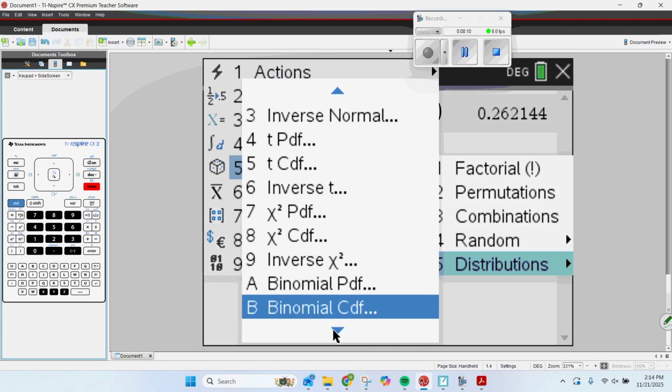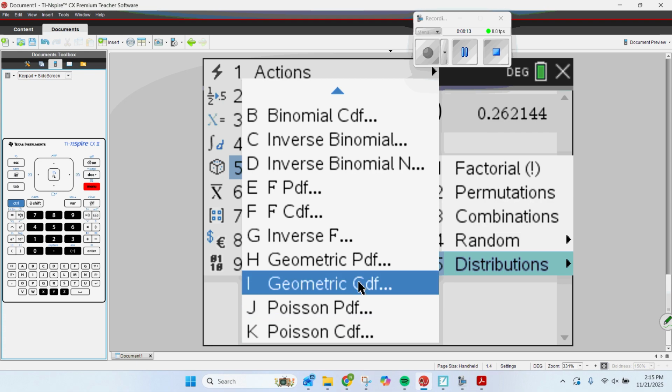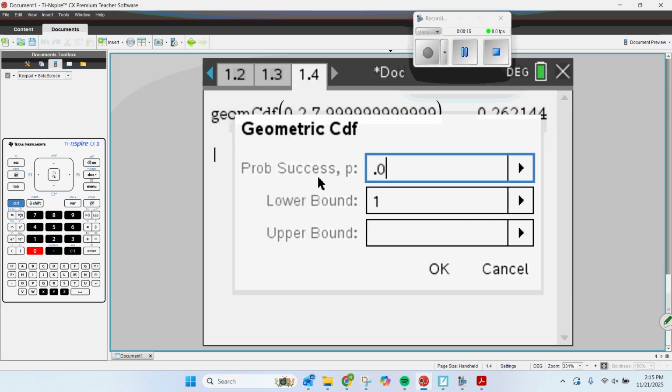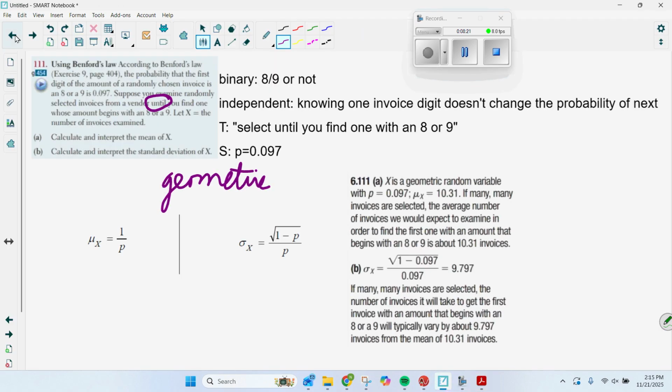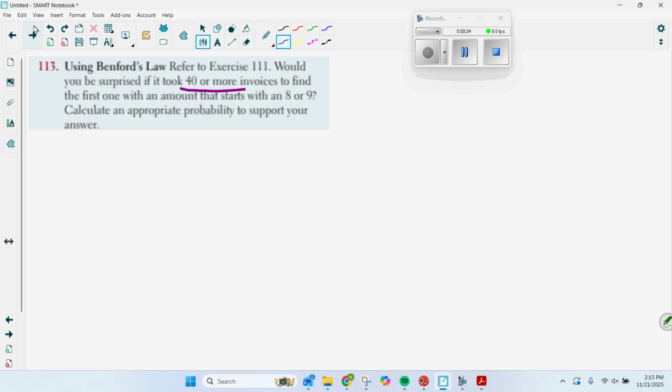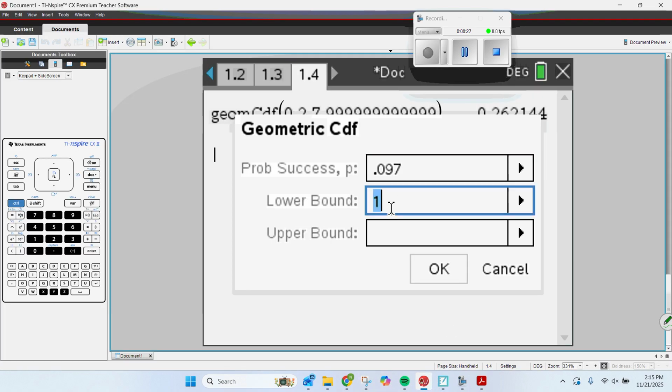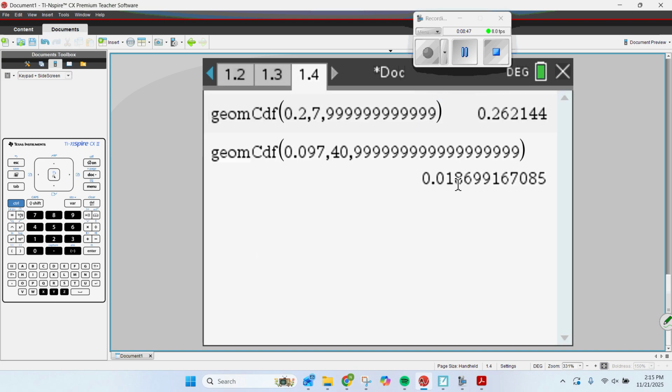So I go to distributions, I have to scroll down, geometric CDF. Probability of success, I think it was that. Let's look. 0.097, yep. Okay, this is the probability of success. They said 40 or more, so my lower bound is 40, and then my upper bound is like a bunch of 9s. I also could do 1 through 39, and then do the complement, 1 minus that. But this is also just as easy, I think, since we have a calculator. So it's like a 1.9% chance that that would happen.